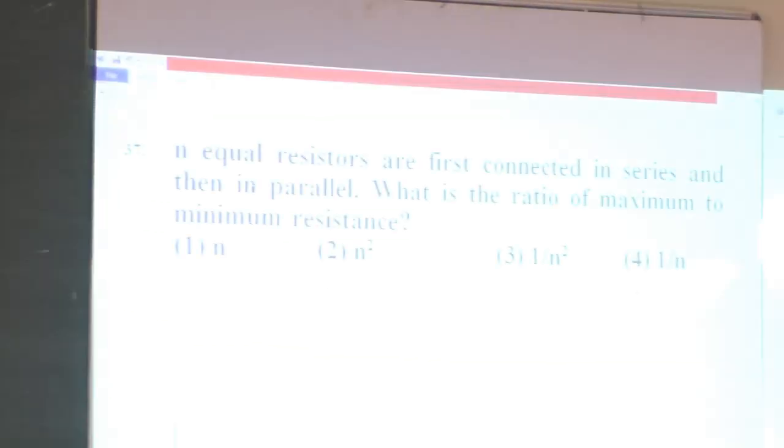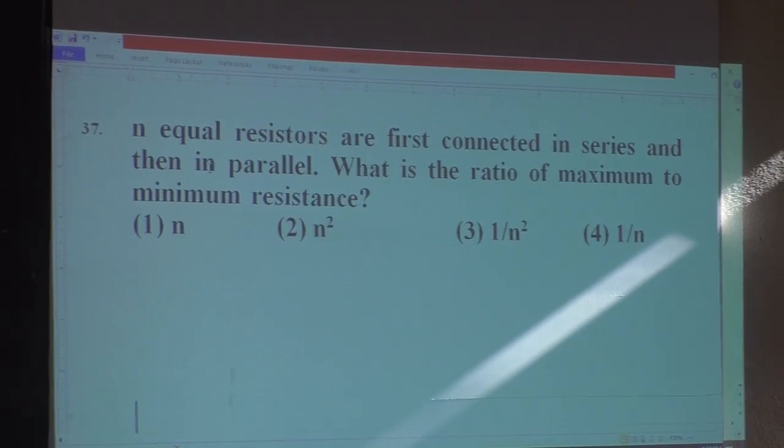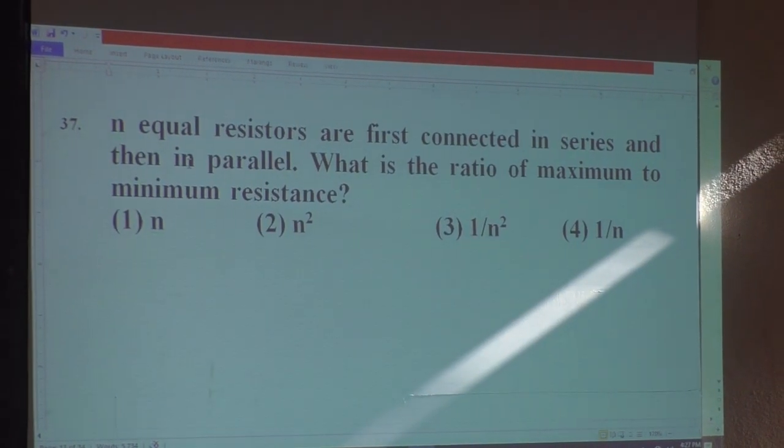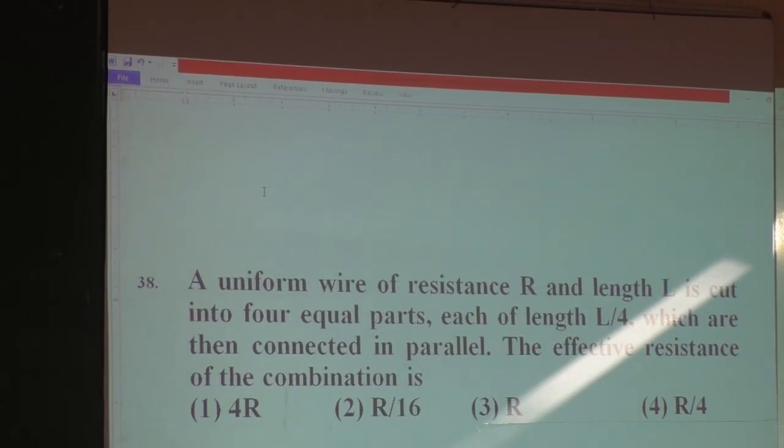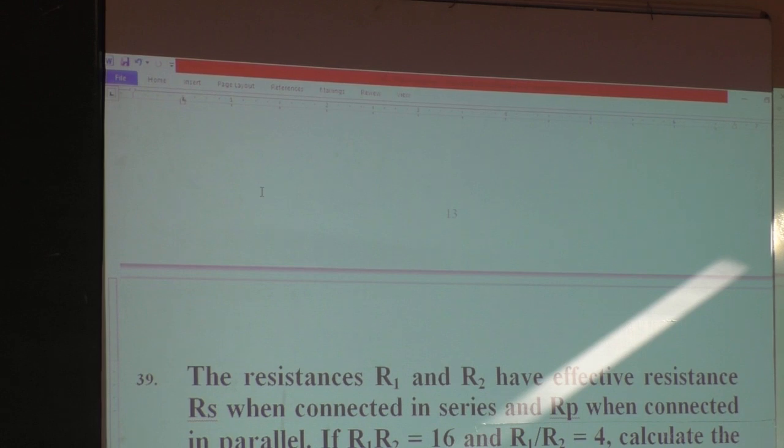Maximum to minimum. Maximum is NR. Minimum is R by N. R and R get cancelled. N into N becomes N square. It becomes that finally. Okay. Again, an easier question.